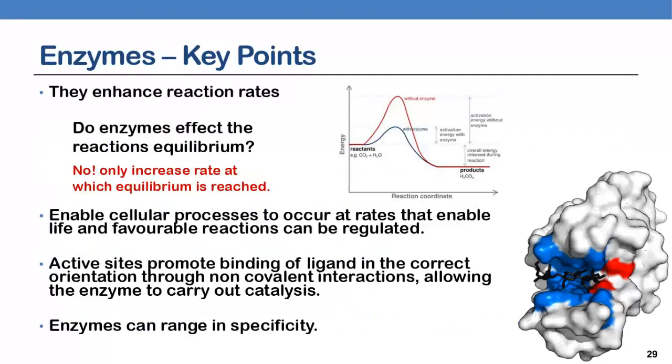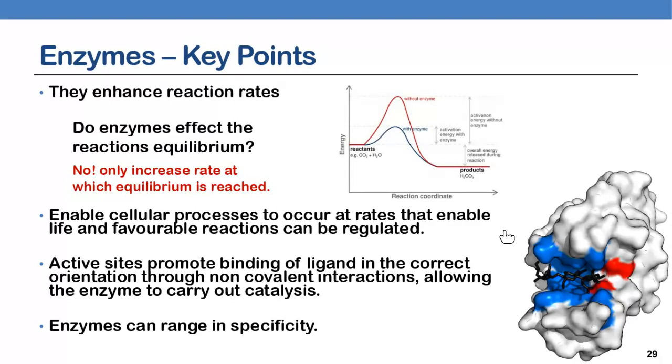All right, we're gonna get to enzymes now. So the main points about enzymes are that they enhance the reaction rate. They're not actually affecting the overall equilibrium. So the change from our reactants to our products isn't going to change with the addition of an enzyme. It's just going to lower the overall activation energy to make this reaction more achievable.